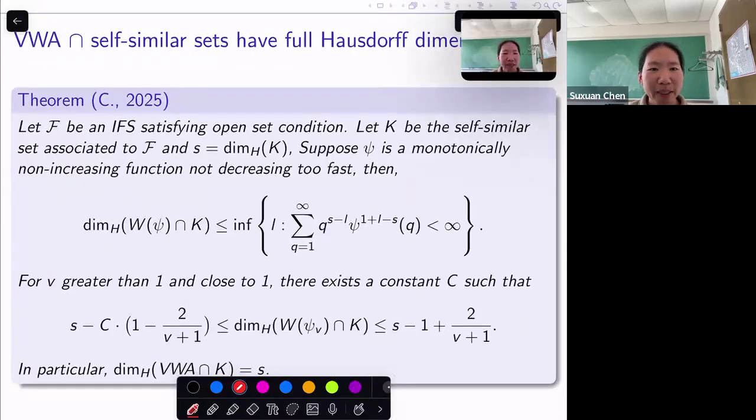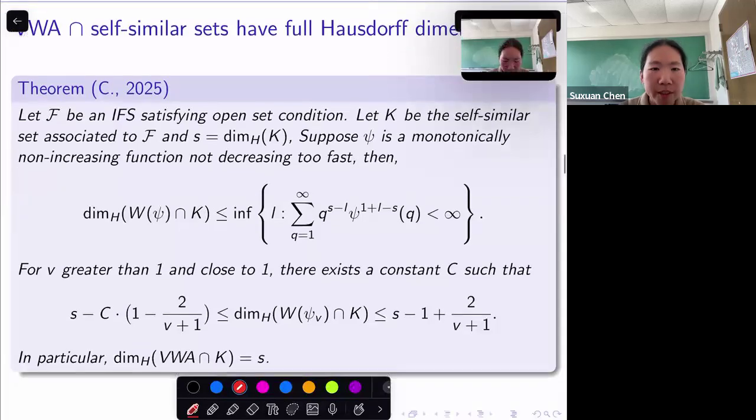Let F be an iterated function system satisfying the open set condition, and let K be the self-similar set associated to the iterated function system F, and let S be equal to the Hausdorff dimension of K. Suppose psi is a monotonically non-increasing function and it's not decreasing too fast, then we have an upper bound for the Hausdorff dimension of W psi intersect with the self-similar set K. It's the infimum of L such that the summation of Q to the power S minus L times psi to the power 1 plus L minus S of Q converges.